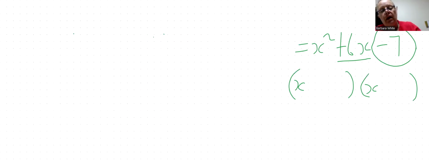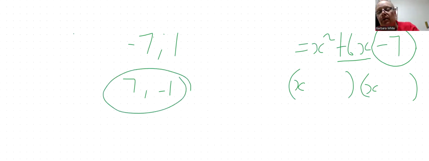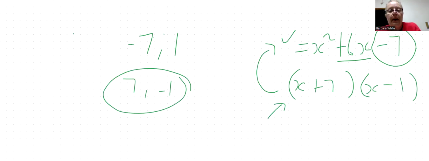7's a prime number. Those are the only factors of 7. We're multiplying to get minus 7, which means one of them is going to be a negative number. So our options are negative 7 and 1, 7 and negative 1. And the sum of these is 6. So those are my numbers. X plus 7, x take 1. If you expand them out, you will get this. Factorizing, expanding. Okay, you find your x-intercept from this format, you find your y-intercept from that format.